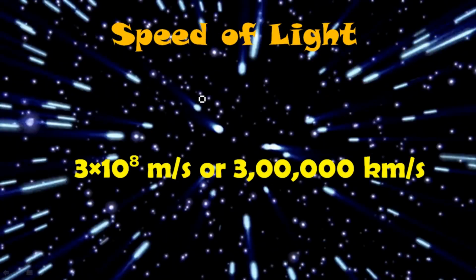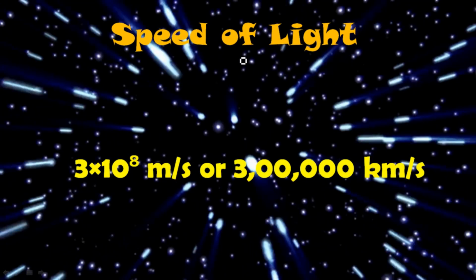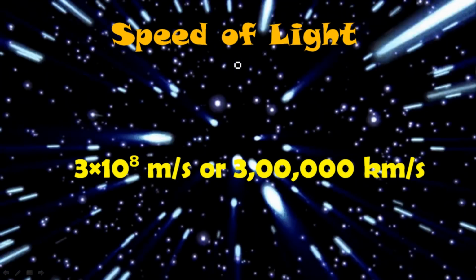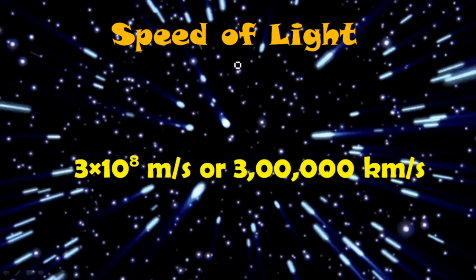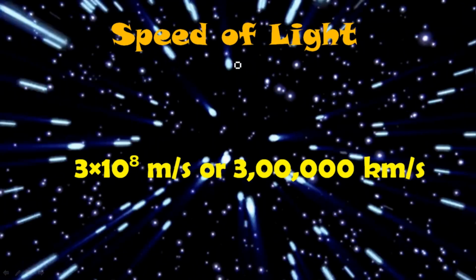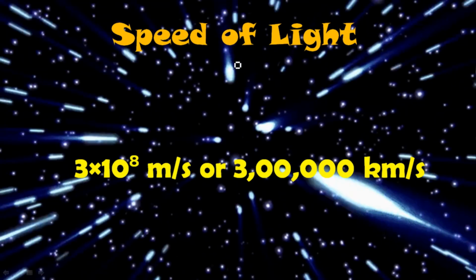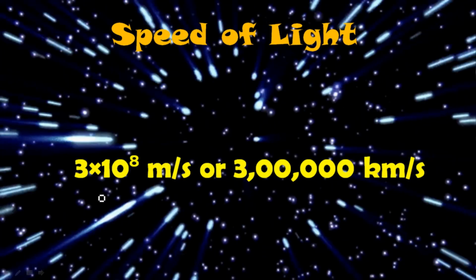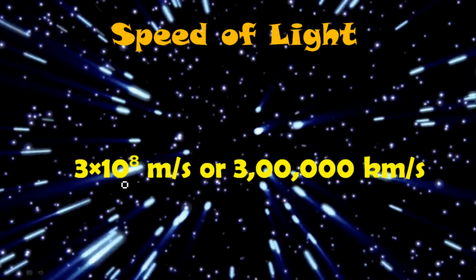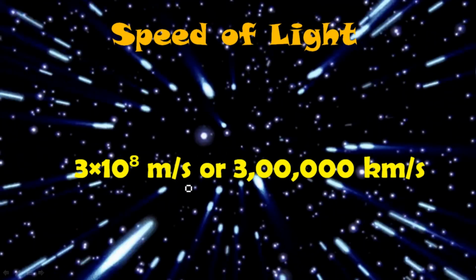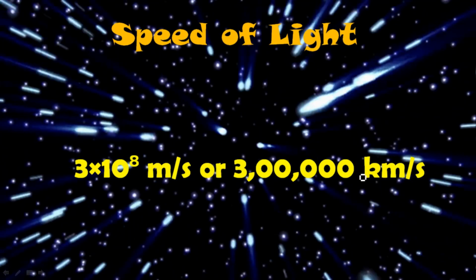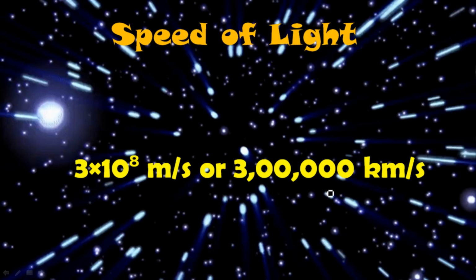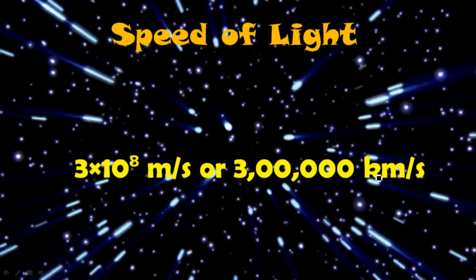Fine. So the next topic we are having is speed of light. What do you mean by speed of light? Speed of light means the speed with which light travels in air, or you can say the speed with which light travels in a vacuum. So this value you have to learn properly. Light travels with the speed of 3 × 10^8 meter per second, or if you want to write this value in kilometer per second, then you have to remember 3 lakh kilometer per second.